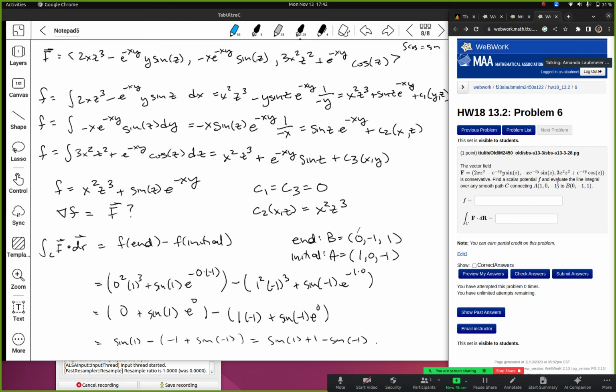And maybe those signs cancel out. I can never remember if it's the sine or the cosine where the minuses are the same or different. But I'm just going to leave it because WebWork can't simplify it for me.